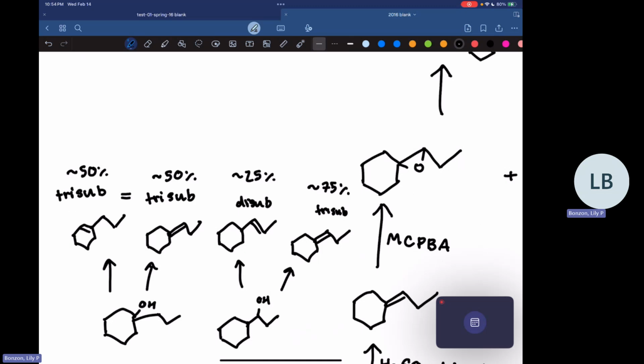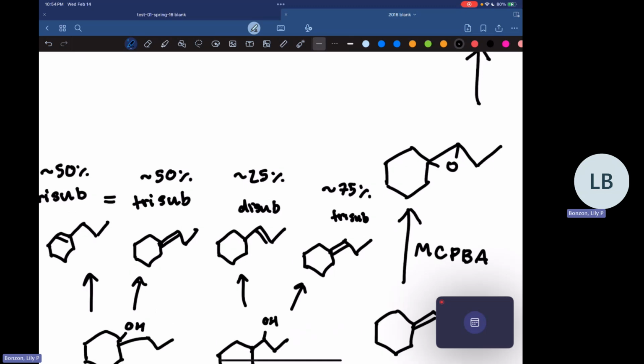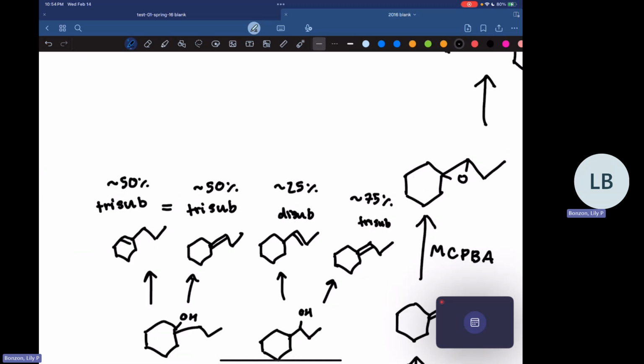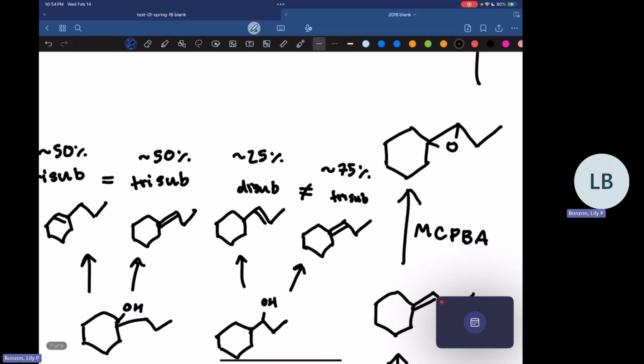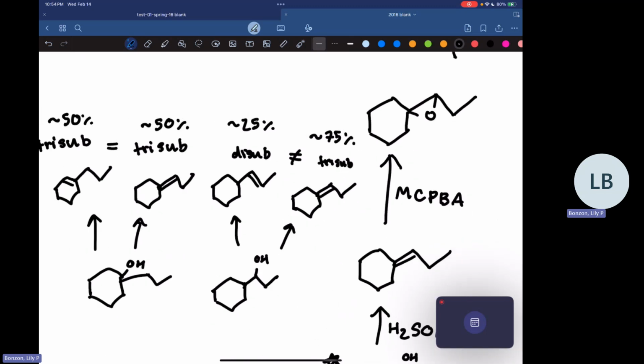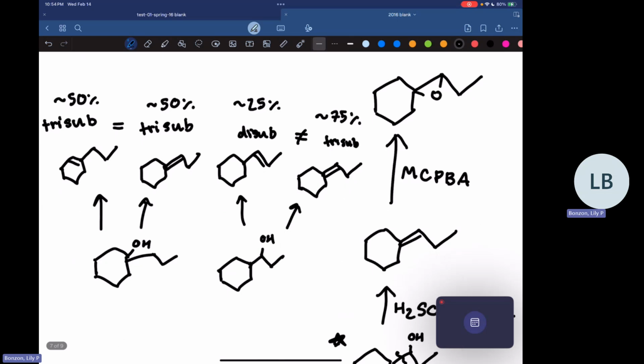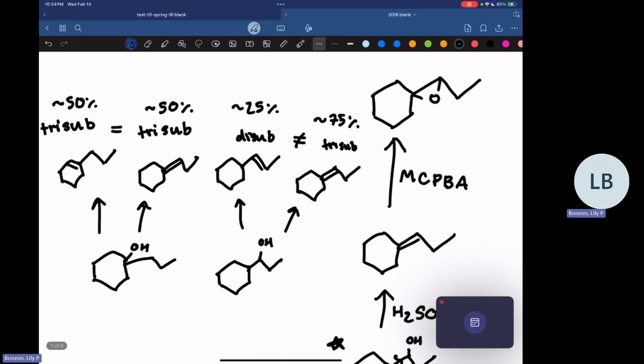These are just arbitrary numbers. These aren't official numbers or anything like that, but it's just to show that overall, this structure on the right is going to be more correct because we form more of the product that we want. And in real life synthesis, you really want to consider the ratio of the products because you want to form what you want to form.